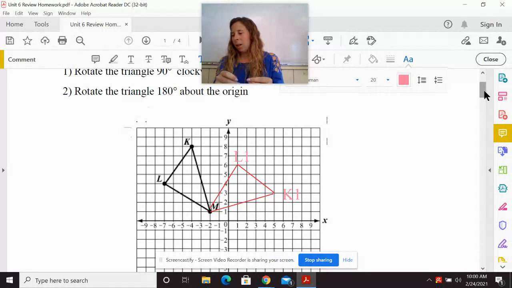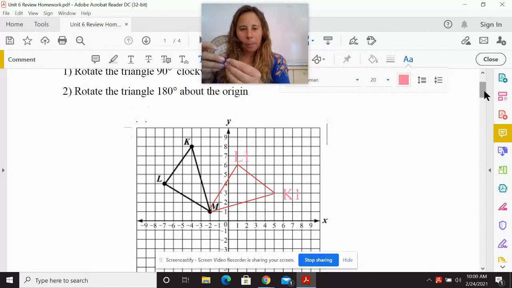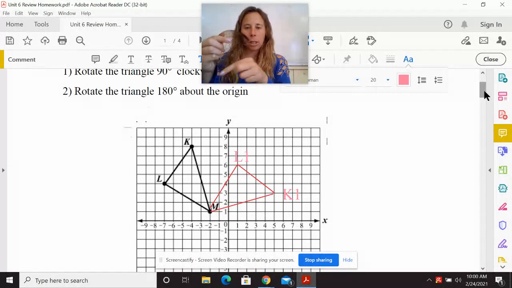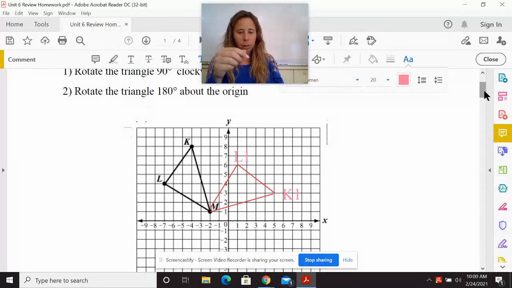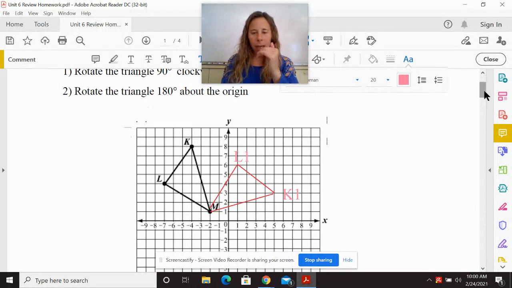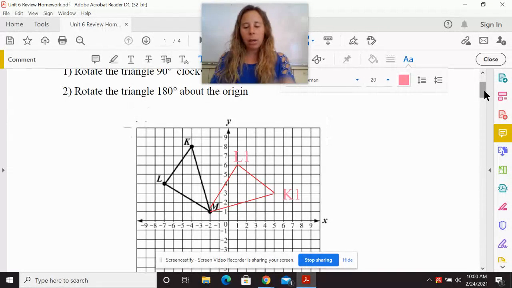Okay. You're going to line it up on point M. And then you're just going to draw that straight line because 180 degrees is just a straight line. And then just make sure they're the same distance away. Do it with a protractor or using the table. If you rotate 180 degrees around the origin, this is the rule.